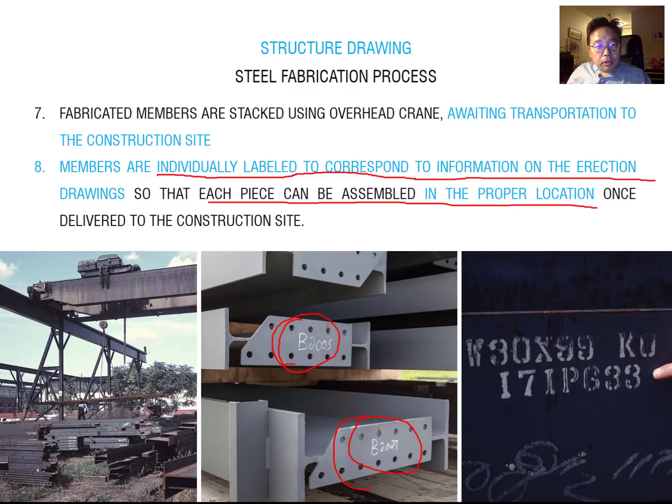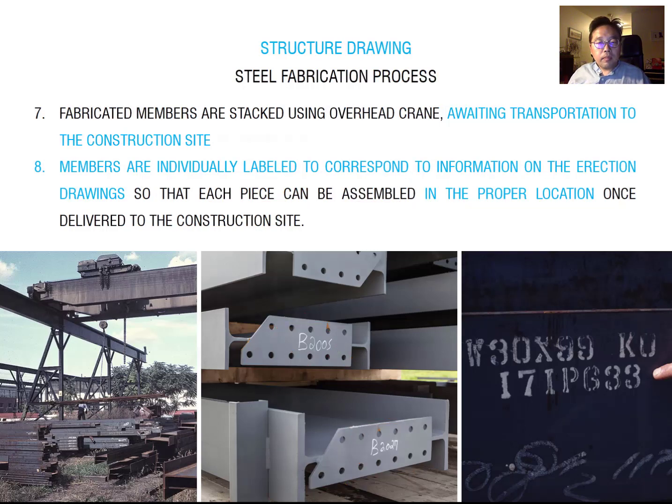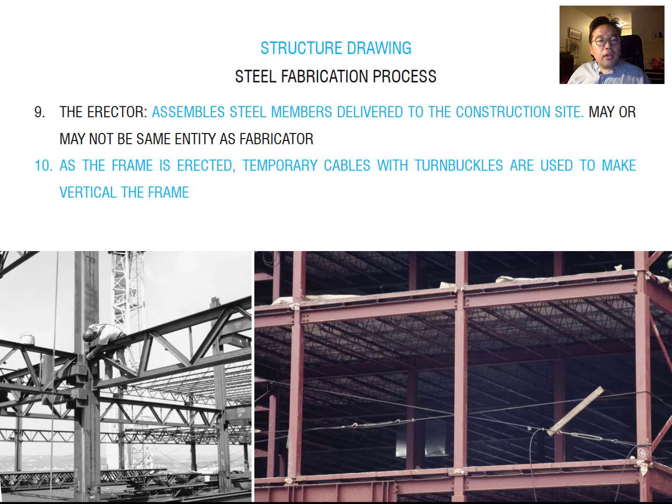So you can just compare this number with the drawing set, and the contractor can find the right location to erect this column. Okay. After that, you have to erect and assemble each member together. Okay. But also you can see the temporary cable with the turnbuckle.